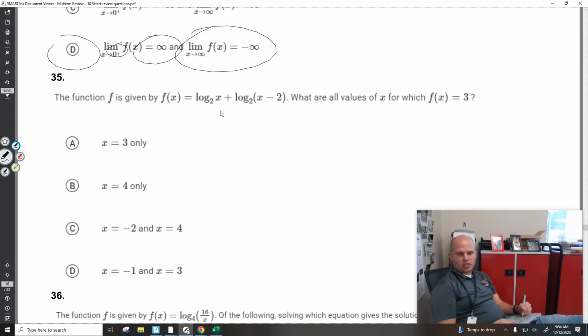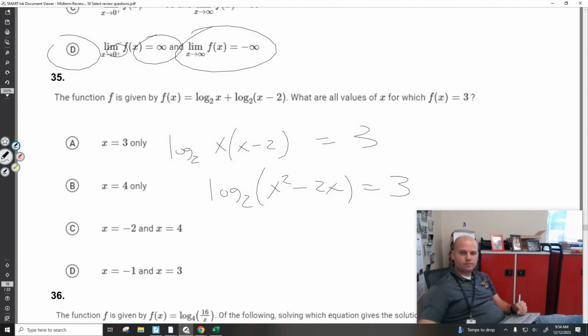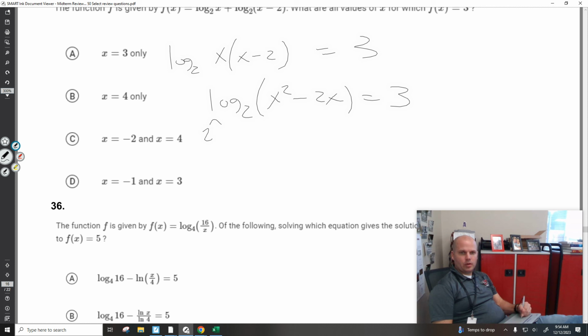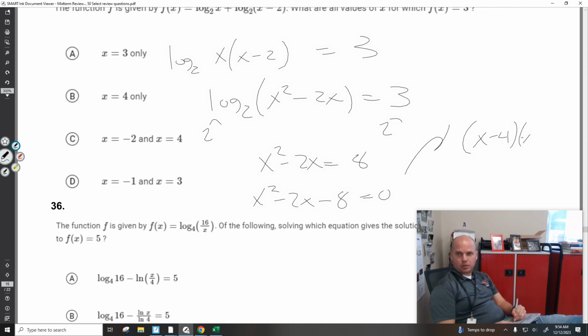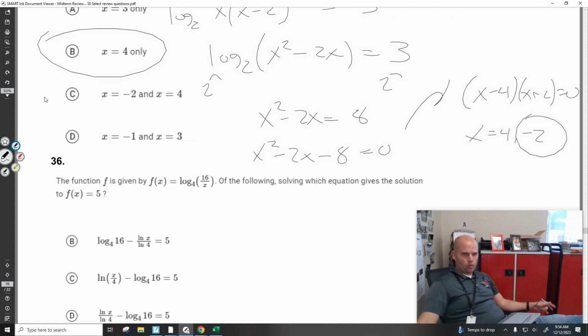Log properties: addition is the same as multiplication. So I'd multiply these two inside this log base 2. When does that equal 3? I think you guys already forgot about solving these equations. How do you undo a log with an exponent? I take 2 to the power of both sides. I get x squared minus 2x equals 8. X squared minus 2x minus 8 equals 0, which is x minus 4 times x plus 2. My solutions are 4 and -2. However, I'm not allowed to plug in a negative value into a logarithm. It's not defined, so my solution is just 4.